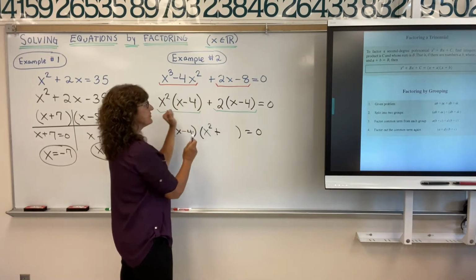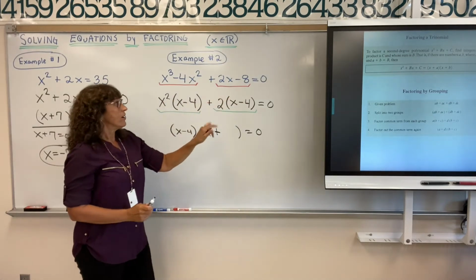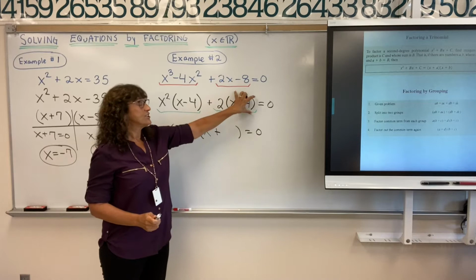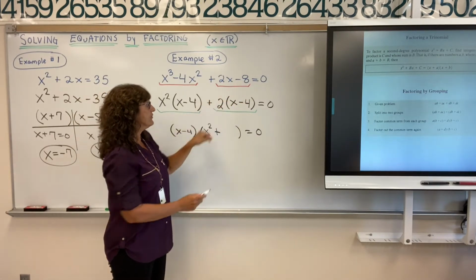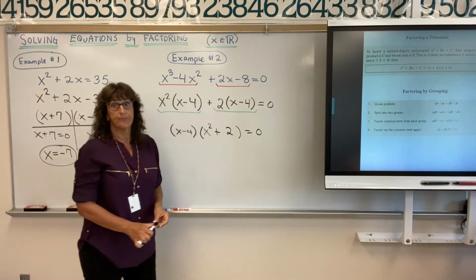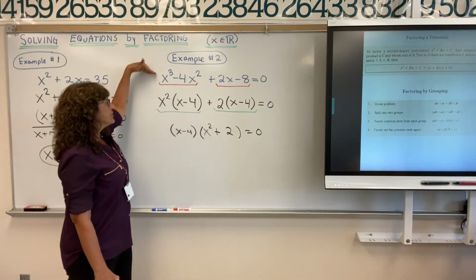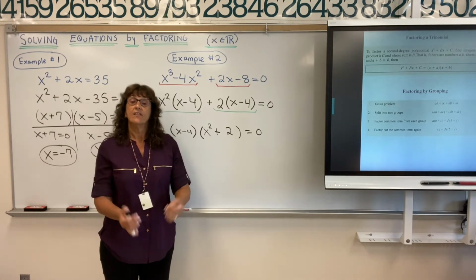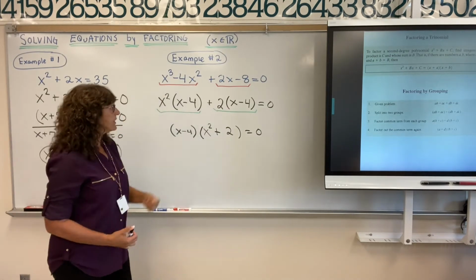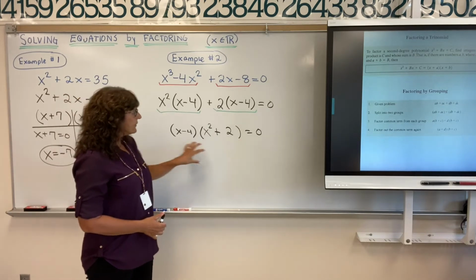So we're done with this. Go to the next term. We want to factor out the x minus 4. Take out the x minus 4. What's left over? The 2 is left over. Notice how we went from 4 terms down to 1 term. Now we can solve it. This is solving by factoring, factor by grouping in this method. So now we can go ahead and solve.